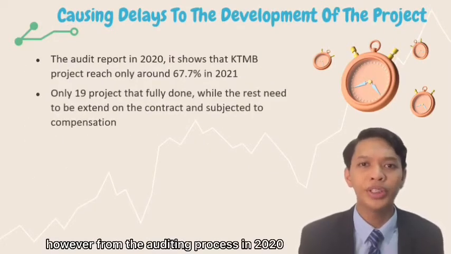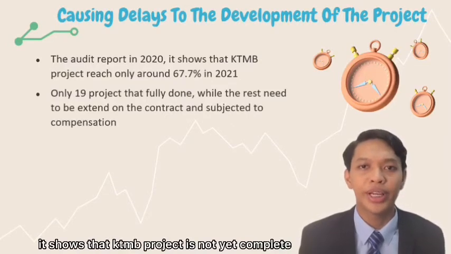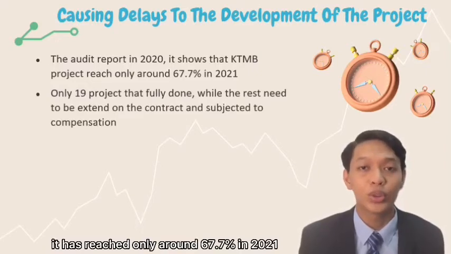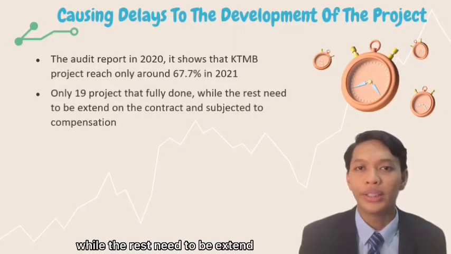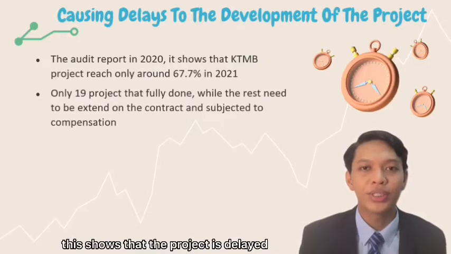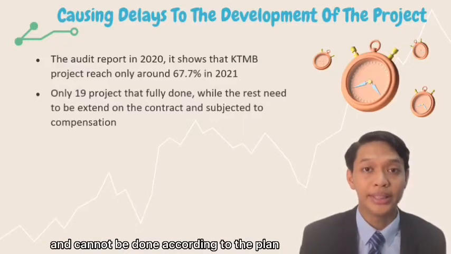However, from the auditing process in 2020, it shows that the KTMB project is not yet complete. It had reached only around 67.7% in 2021. 19 over 31 KTMB projects were categorized as fully done, while the rest need to be extended on the contract and subjected to compensation. This shows that the project is delayed since it cannot be operated and cannot be done according to the plan.